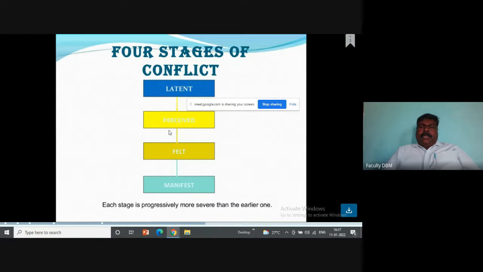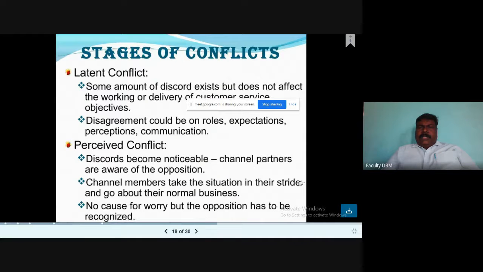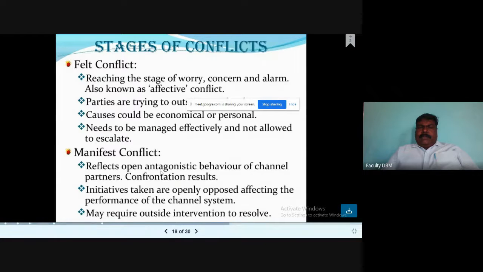Perceived conflict between the retailers will be there, then the feeling will increase, and it leads to further conflict. Manifest conflict reflects antagonistic behavior of channel partners. Confrontation results, with initiative taken to openly oppose, affecting the performance of the channel, and outside intervention is needed to resolve it. For example, a dealer says he is offering 10%. When asked why you are not giving it, he says you go and ask him only. So it is coming out openly here.